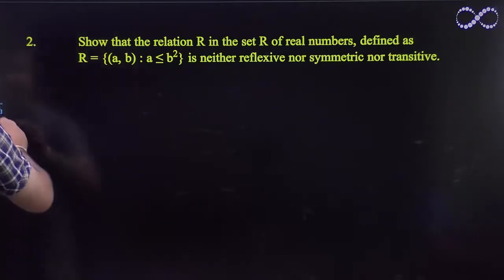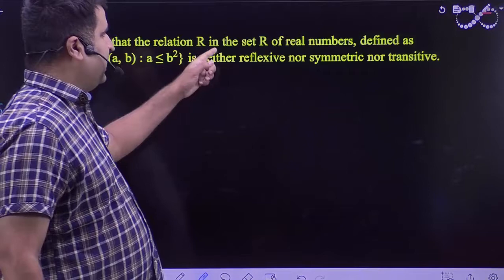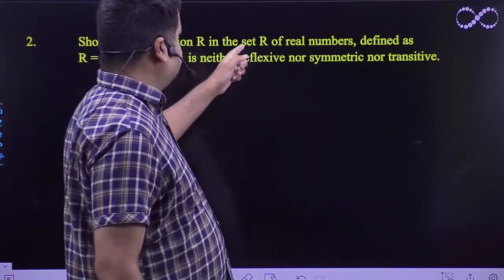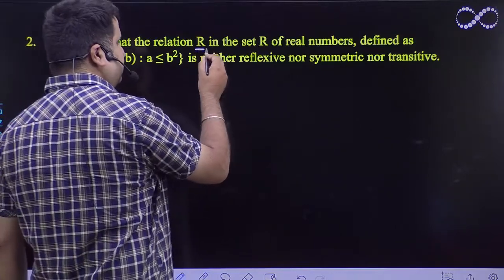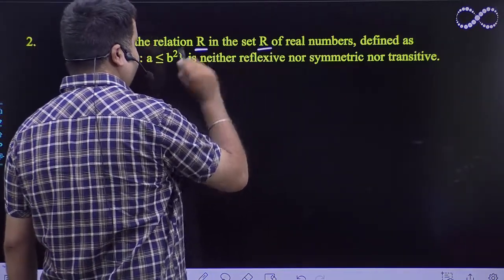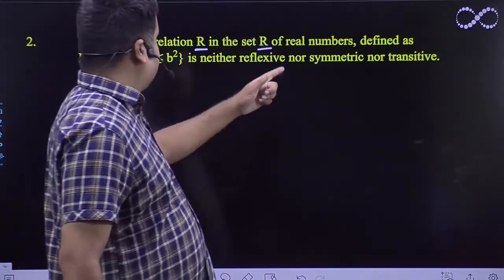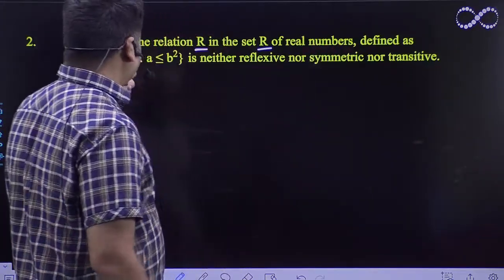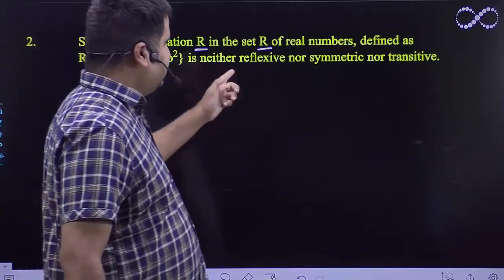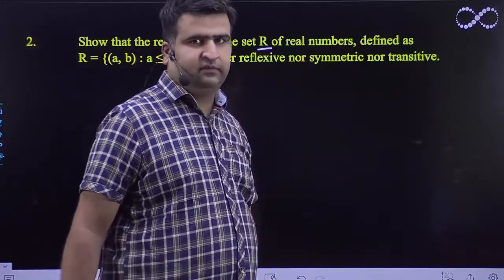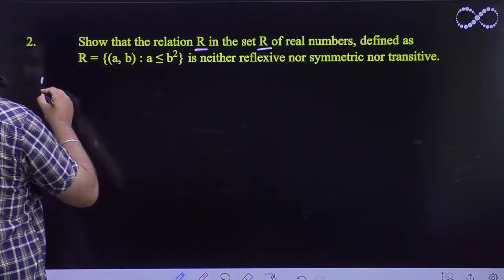So the second question is, show that the relation R in the set R of real numbers. Don't confuse these two Rs. This is R for relation and this is R, the set of real numbers. The relation is defined as (a, b) such that a is less than or equal to b square. It is neither reflexive nor symmetric nor transitive. So we have to prove that it is none of these.